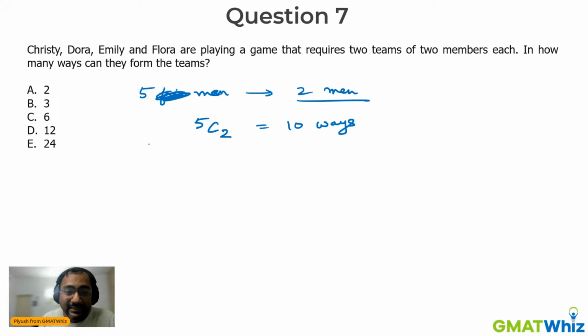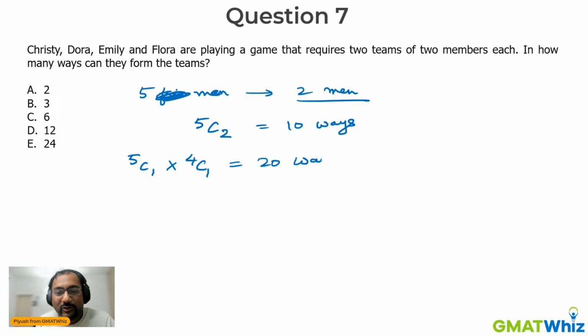Now imagine that instead of doing the selection in this way, we selected the first person first, 5C1 ways, and then from the remaining people I select the next person, so I do 5C1 into 4C1. I can also do that, right? I can select the first person first and the second person from the remaining 4 people. It seems logically sound, but if you multiply this, you will get 20 ways. So it's very clear, right? 10 is not equal to 20. So there's definitely something wrong with this. And this is exactly what I was talking about. Since you select from the same group of men twice, the order of selection is also taken into account.